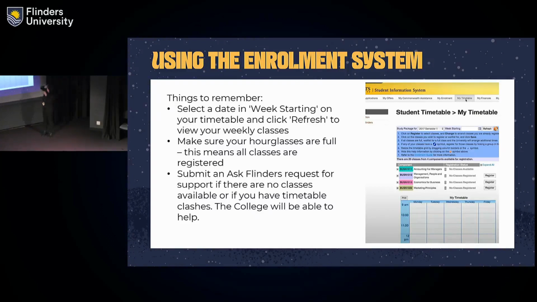So to make sure you're viewing your classes as they are going to appear in a week, change at the top there. You can see Study Package 4, 2017, Semester 1, week starting. Change your view to weekly classes and have a look at the week that you're in, because it will overlay classes onto the timetable and it might look like you've got clashes where you don't. So just have a look at the weekly view to make sure that you're looking at the correct week.